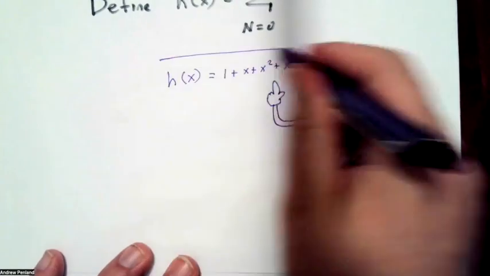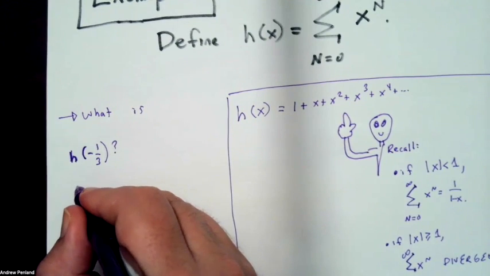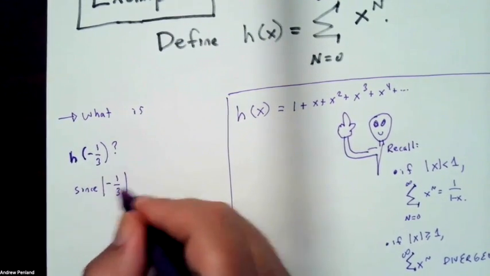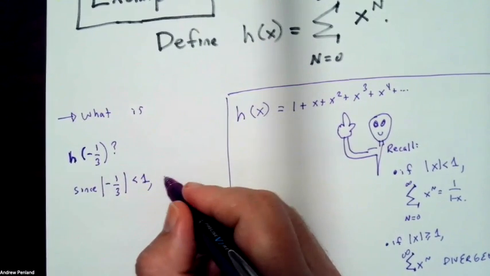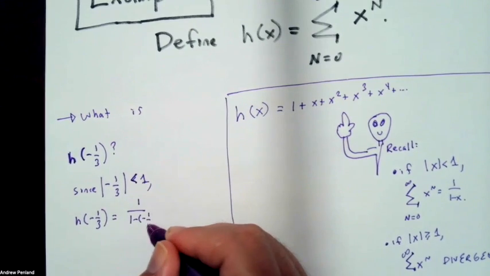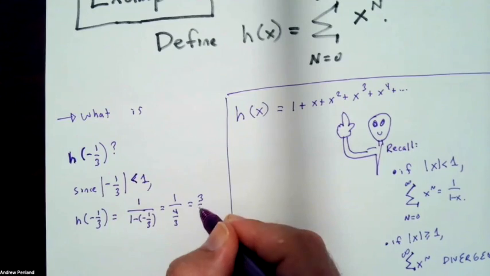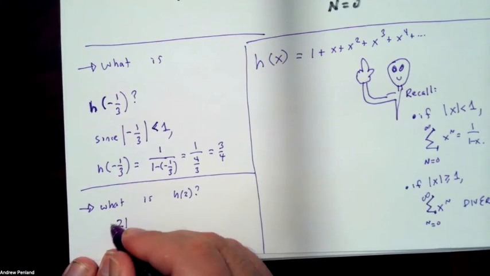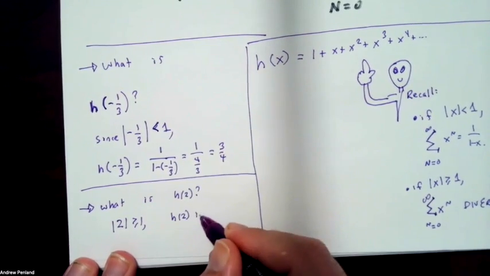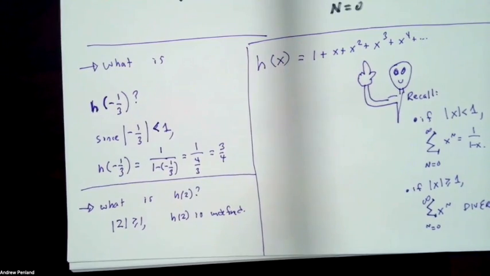So let's look at two x values and see, does it make sense to plug in? What is h of negative 1/3? Well, here we can plug it in. Since the absolute value of negative 1/3 is less than 1, h of negative 1/3 would be 1 over 1 minus negative 1/3, which is 1 over 4/3, which is 3/4. And then the question is, what is h of 2? Well, since the absolute value of 2 is greater than or equal to 1, this sum would diverge, and h of 2 would be undefined.